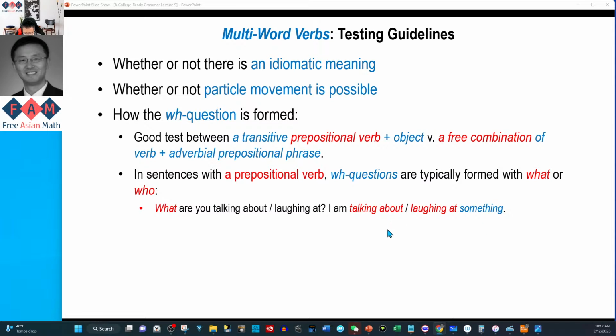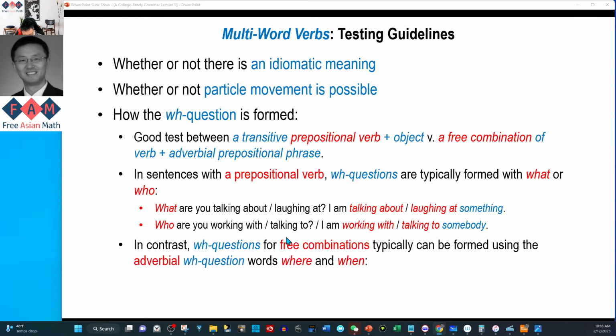Okay, so this is a good test to tell whether this is an object after the preposition. Similarly here, I'm working with, talking to somebody. Again, this is now a person instead of an object, but it's still the same logical pattern: working with somebody, talking to somebody. So your question will go like, who are you working with or talking to? Once again, your question is toward that object after the preposition. So you need either what or who.